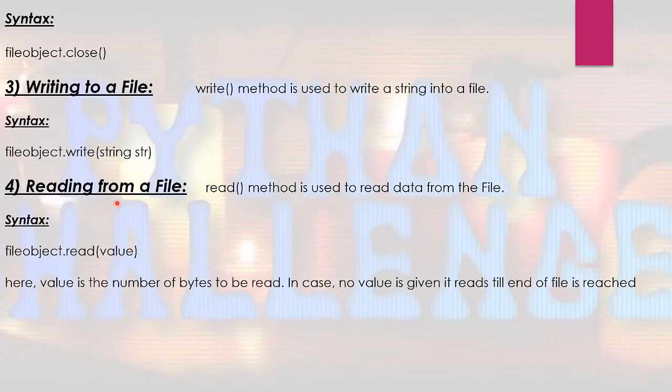Now comes reading from a file. The read method is used to read data from the file. The syntax is file object dot read value. Here value is the number of bytes to be read. In case no value is given, it reads until the end of the file is reached. So here value tells us up to how many bytes we want to read from that file.